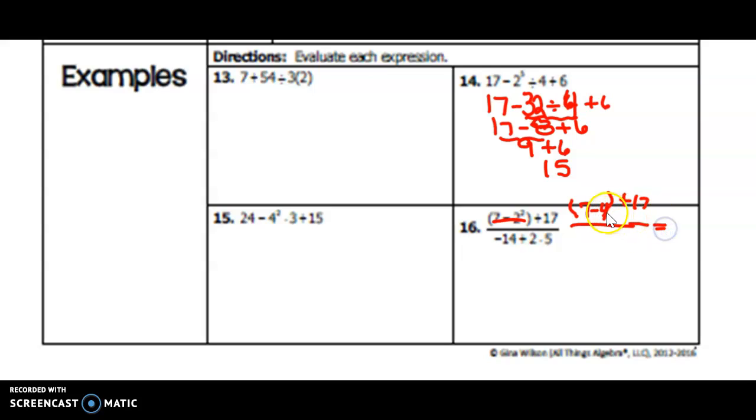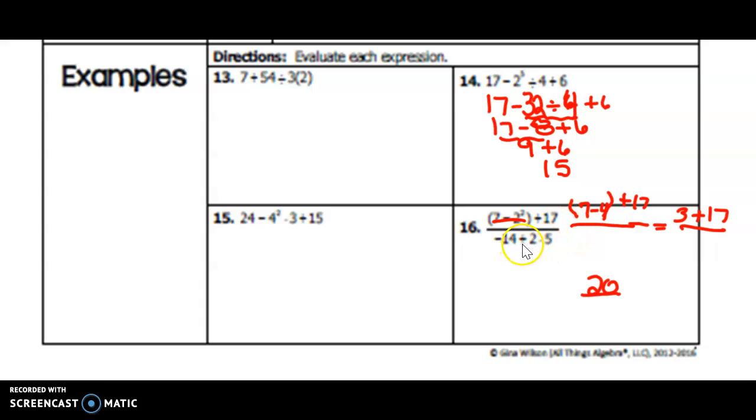Now 7 minus 4 would be done first because it's still in the group. That's 3. And then I have 17. And then I can actually add there. So I'm going to have a 20 in my numerator. So that gives me my entire top part of that fraction.